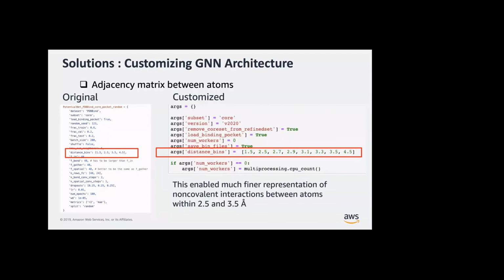The original DGL LifeSci script has 4 different distance bins, given on the left-hand side here: 1.5, 2.5, 3.5, and 4.5 angstrom. We took a suggestion from subject matter experts from the customer and made finer bins between 2.5 and 3.5. So you see we have 2.7, 2.9, 3.1, and 3.3. It took a lot of iteration to come up with this, but it seems like this one works a little bit better.